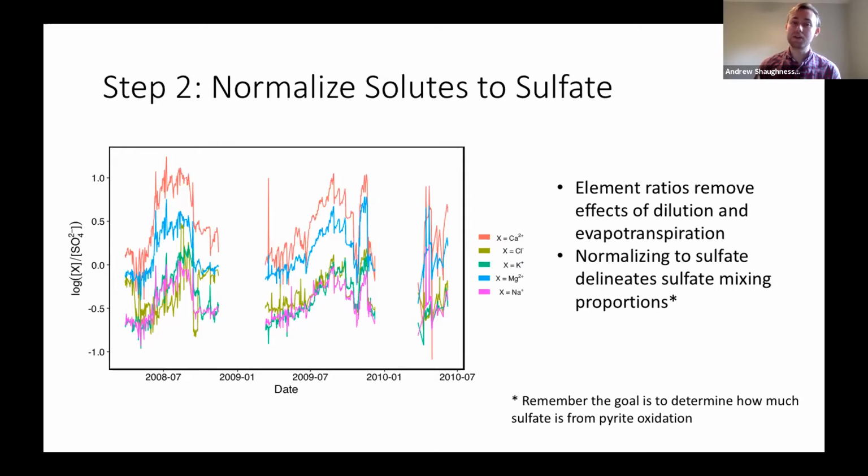One, when we are looking at mixing, taking the element ratios or the concentration ratios actually removes the effects of dilution and evapotranspiration that can occur. And additionally, when we normalize to sulfate, we're specifically delineating the mixing proportions of sulfate. That concept is sometimes difficult to think about, but you have to remember our goal here is to say how much of this stream sulfate using this model is coming from pyrite oxidation. And then can we read this in terms of weathering processes in the critical zone?